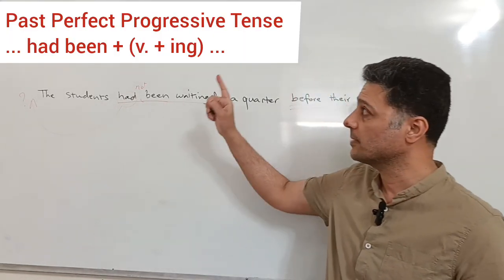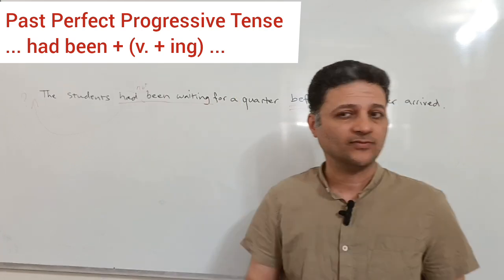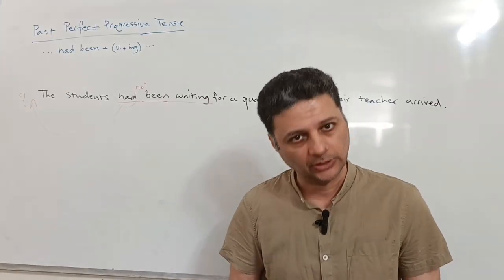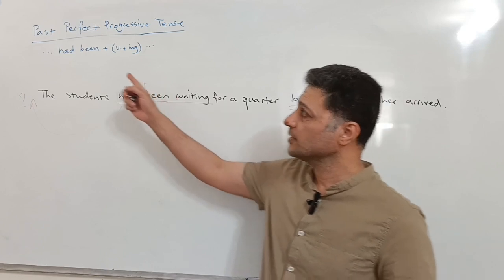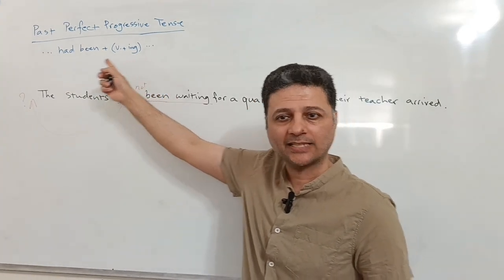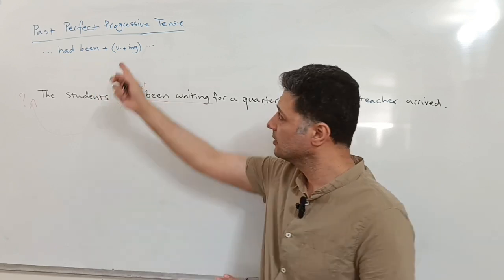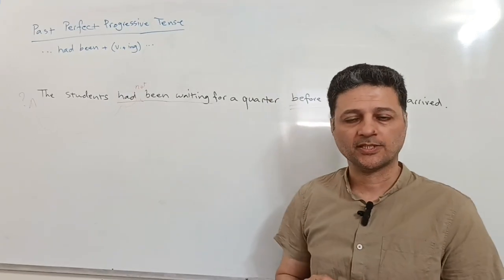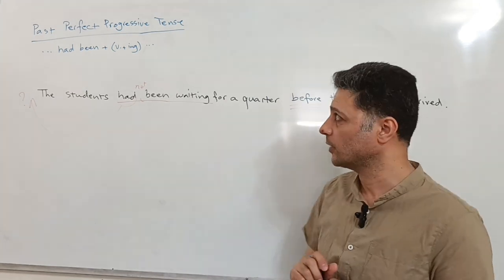Today's lesson is about past perfect progressive tense, past perfect continuous tense. The structure is had been plus present participle, verb plus ing. Had been, this is the fixed part, verb plus ing, or the present participle, okay?